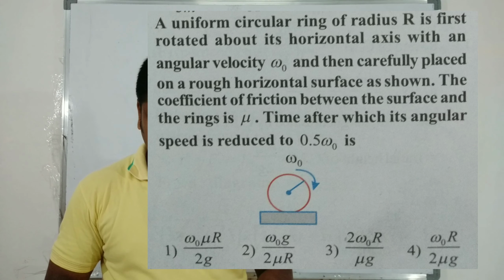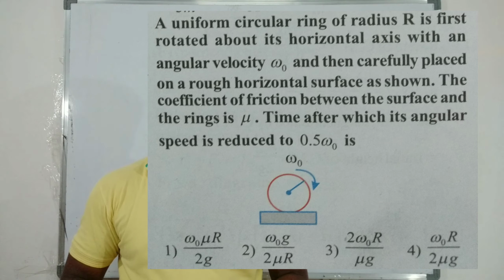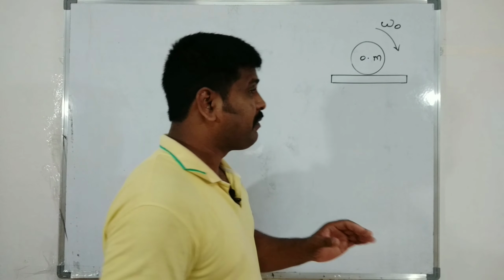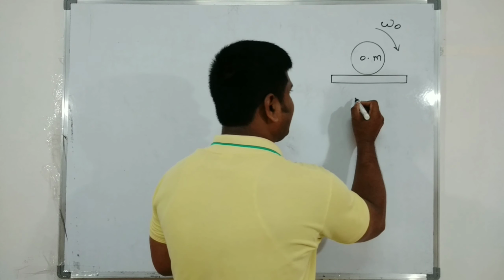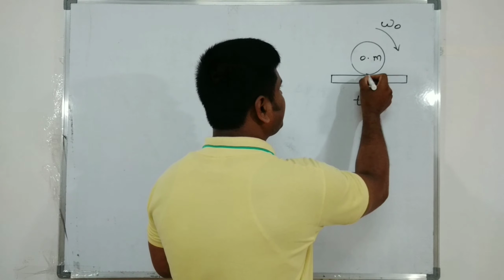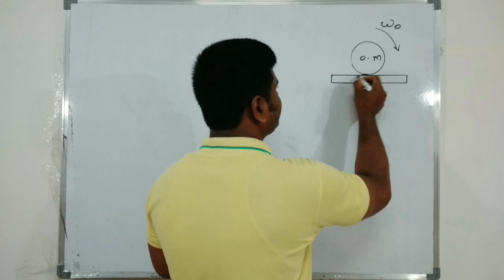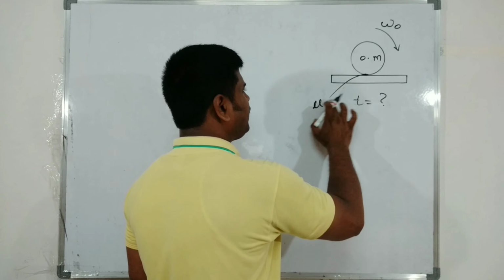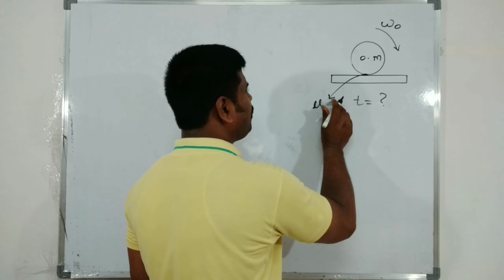The time after which its angular speed is reduced to 0.5 omega naught is. So what is our question? Time is asked. So t is equal to question mark. Here frictional force takes place, and the coefficient of friction is given as mu.